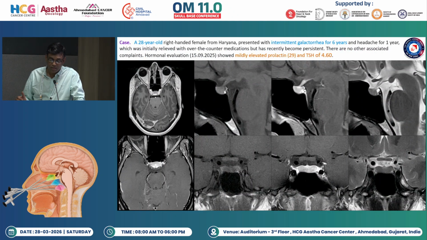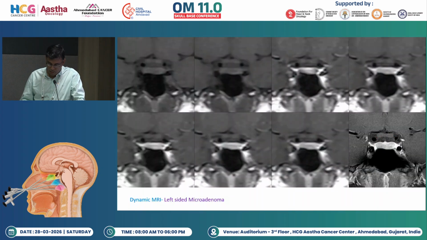So if we only advise MRI brain, it is difficult to pick up where exactly the tumor is lying. Even with good resolution imaging in both the coronal and the sagittal planes, sometimes it's difficult to appreciate any difference between the anterior and the posterior pituitary, even on the pre and post contrast sequences. Only with the dynamic sequence are we sometimes able to identify, yes, there is a microadenoma which is lateralized to the left side.